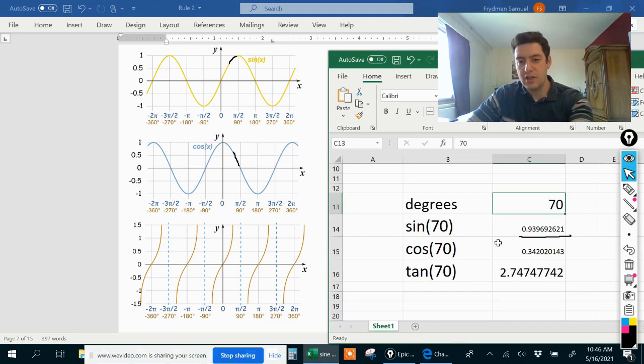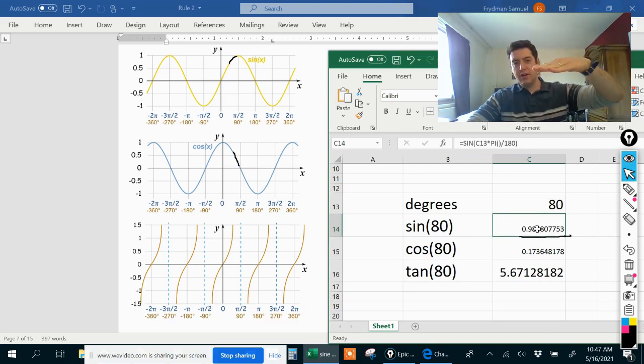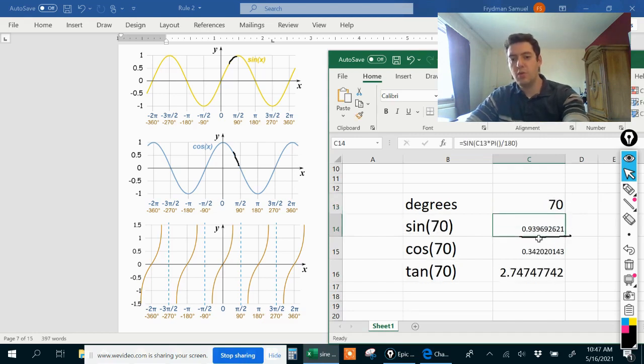Let's go to 80 degrees now. You can see the sine right now for 70 degrees is at about 0.94. The value for cosine at 70 degrees is about 0.34. And when you divide those, you get 2.7. Let's go up to 80 degrees now. You can see that the sine, again, increased. The cosine decreased. So if you take a fraction and you increase the numerator and decrease the denominator, the value of that fraction is going to go up. So we went from 2.7 to 5.6, which was kind of a big jump.